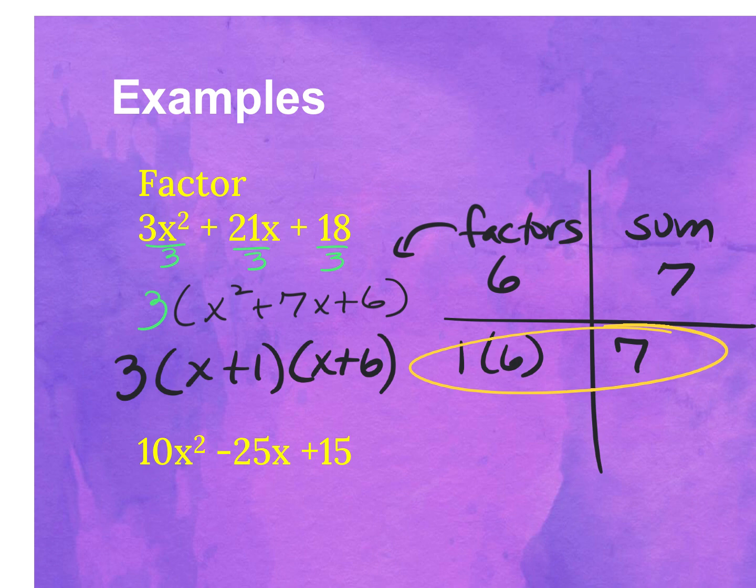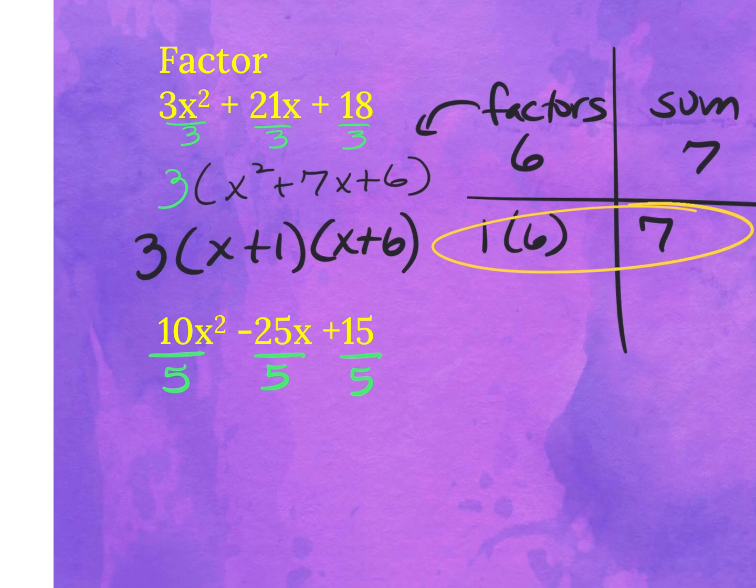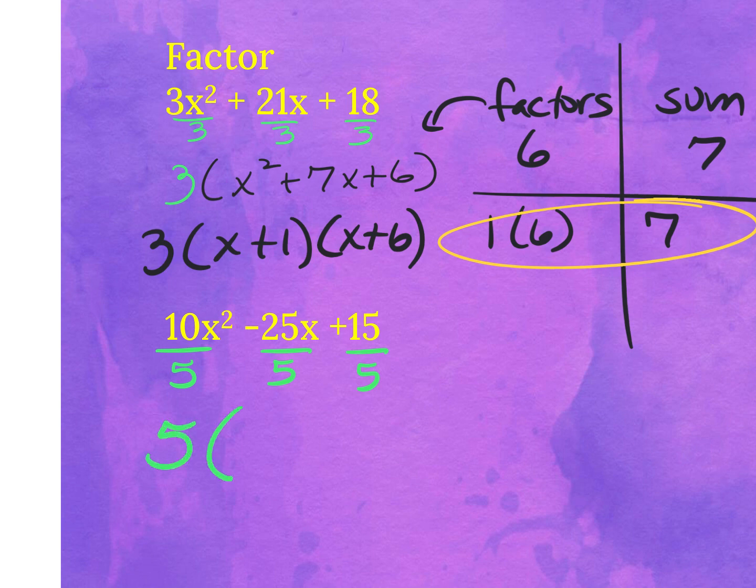Next one also has a GCF. I can divide 10, 25, and 15. I can divide all 3 of these by 5. My greatest common factor here is a 5. So we're going to divide, put the GCF on the outside. 10x squared divided by 5 is 2x squared. 25 divided by 5 is 5x, and it's negative. And then finally, positive 15 divided by 5 is positive 3.